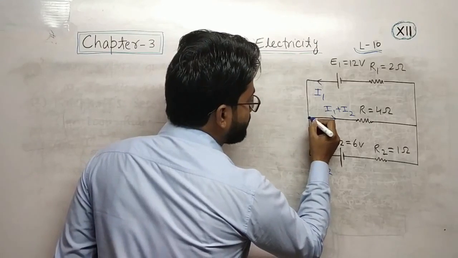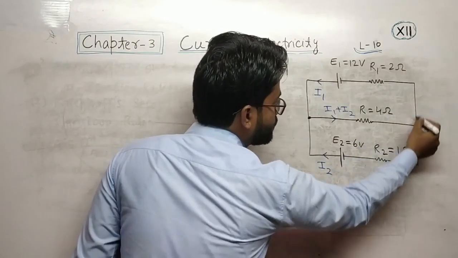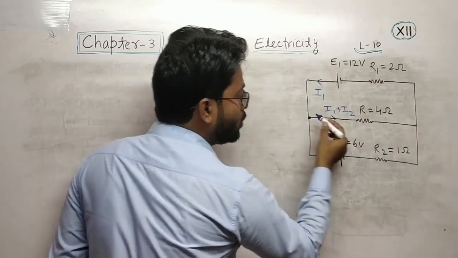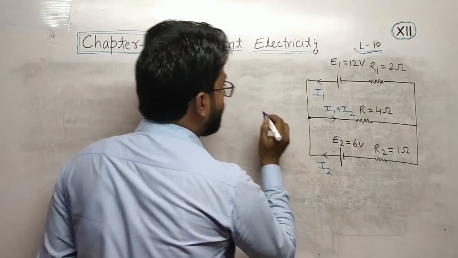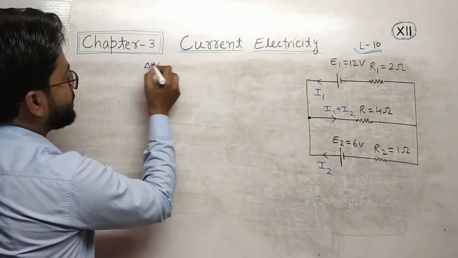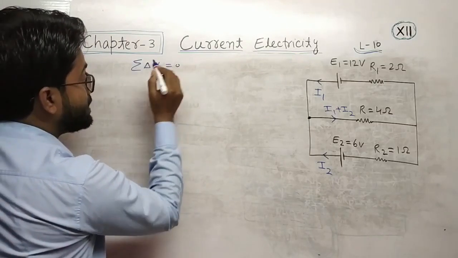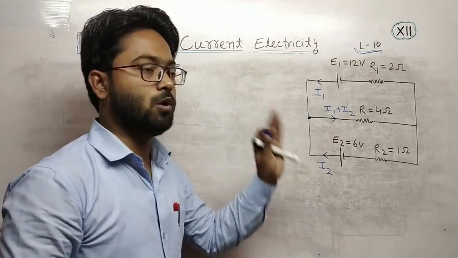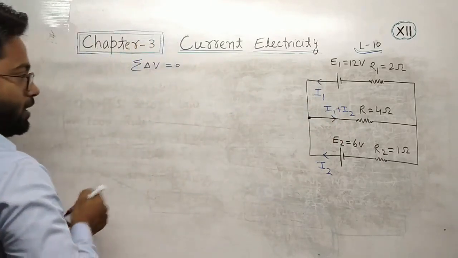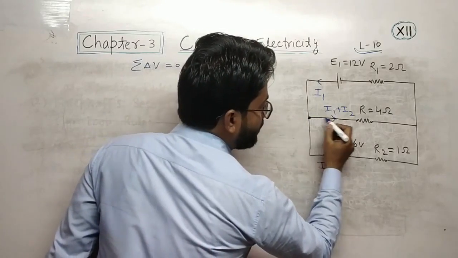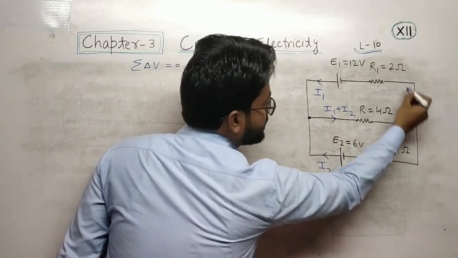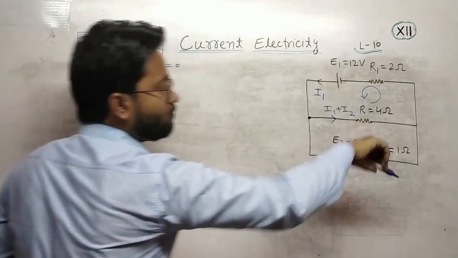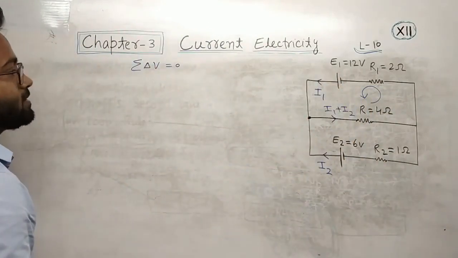If we go from this point to that point, if we go around a loop, the algebraic summation of potential differences is always equal to 0 in a closed loop. Okay, we will go from this direction, that means in this loop we will go in the anti-clockwise direction.